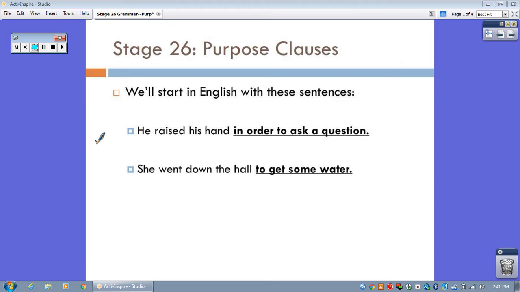So I always like to start in English. Let's look at these two sentences. Think about what they have in common. He raised his hand in order to ask a question. She went down the hall to get some water. Well, the words that are underlined and in bold are purpose clauses, and as you can kind of guess, because you're all so smart, they tell you why the action occurred earlier in the sentence.